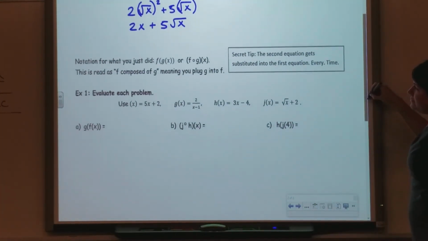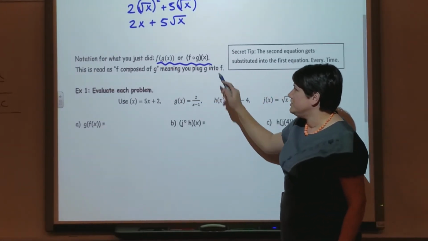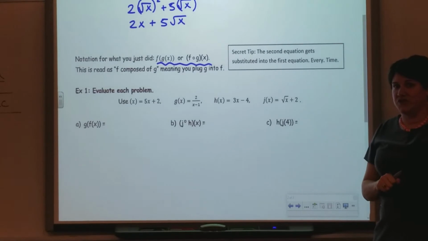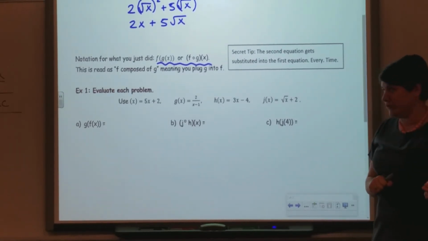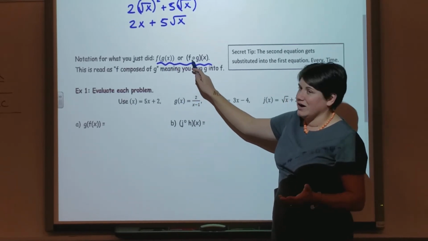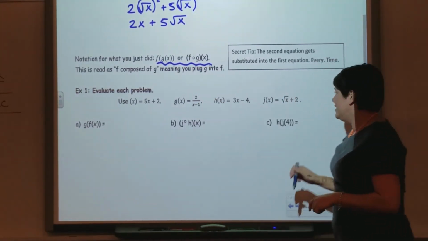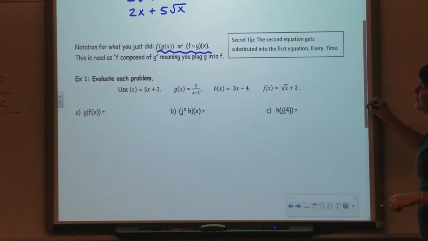So scrolling on down, this is the different notation for a composition, or when you're plugging a function in for x instead of just a number or a variable. So you may see it as f of g of x or f circle g. I like to call it fog. And again, it just means f of g of x. So same thing.